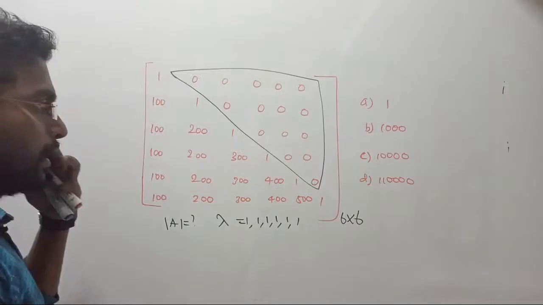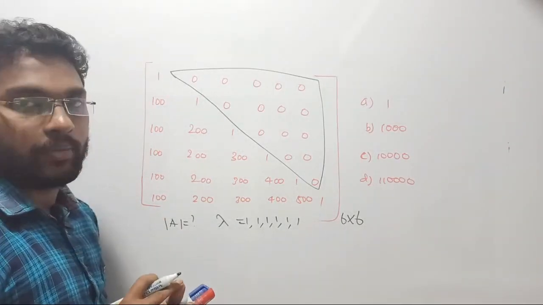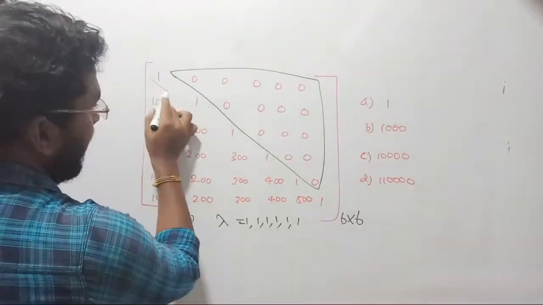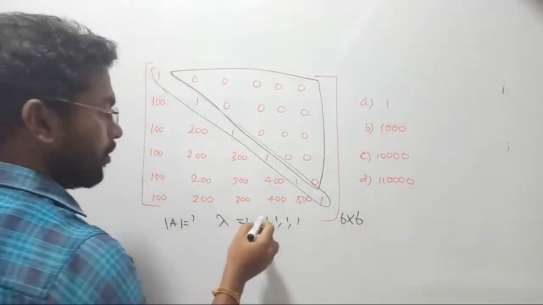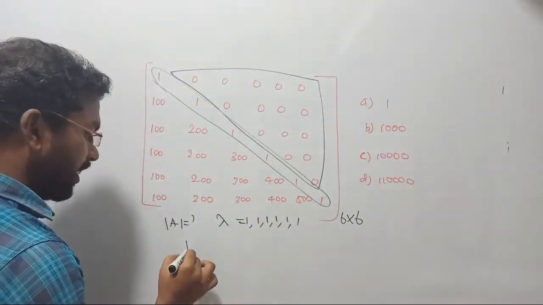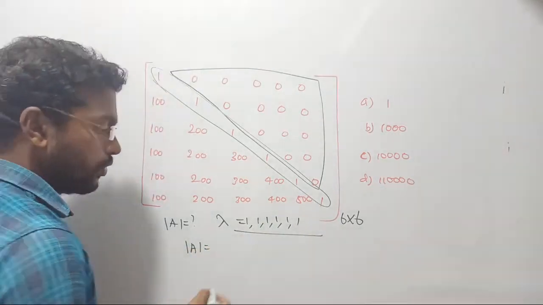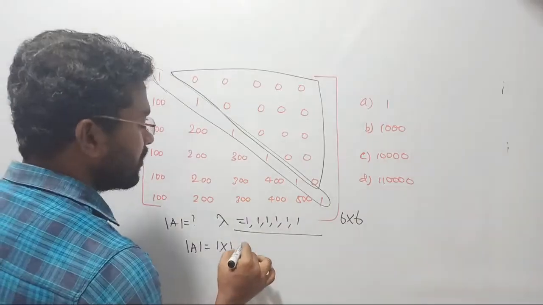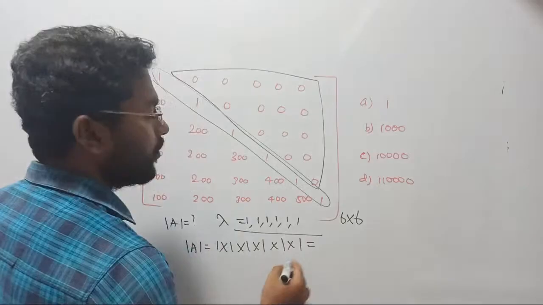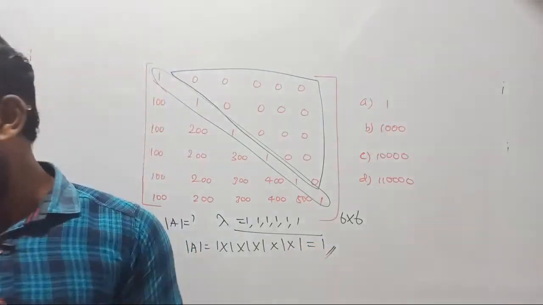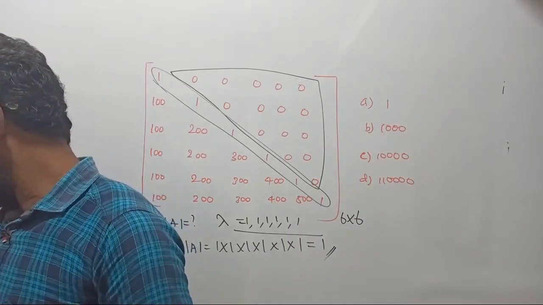Why? Because for upper triangular, lower triangular, diagonal, scalar and unit matrices, the principal diagonal entries are equal to the eigenvalues of the matrix. Now, the determinant of the matrix should be equal to the product of the eigenvalues. That statement is always true. If I multiply all of these, 1 cross 1 cross 1, anyway you know the answer. So see how simple your questions are. Your answer is 1.